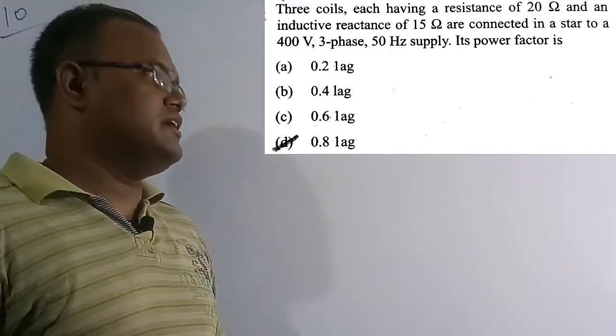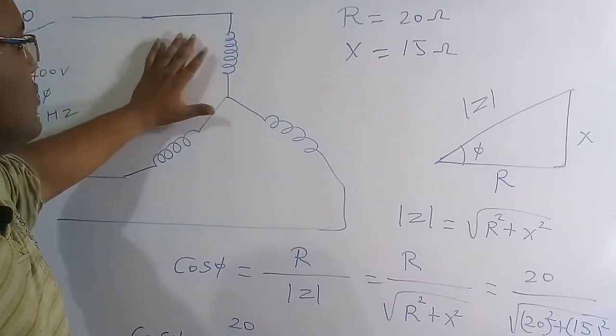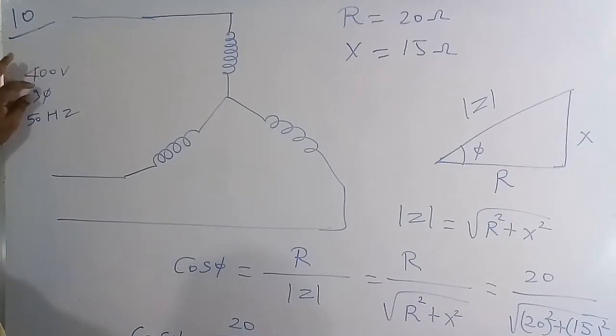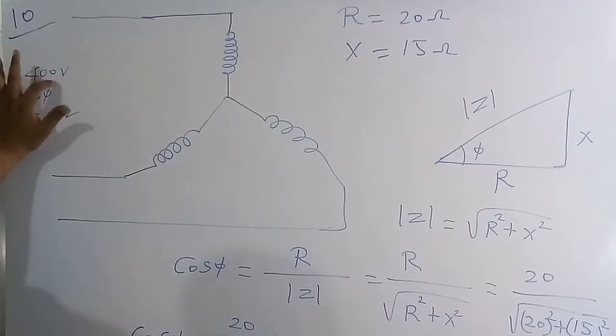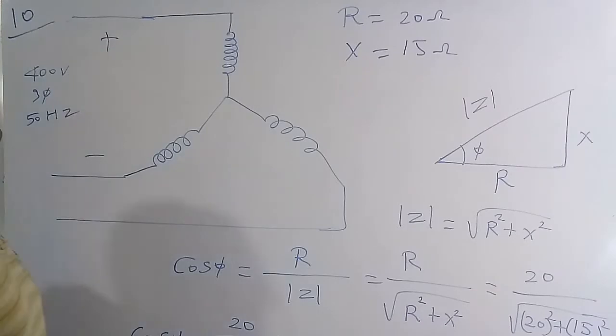So let's solve this numerical. In this question they are given three coils, and they are going to connect in a star fashion. We are going to give a supply of 400 volt, 3-phase supply with 50 Hz frequency. If they have not mentioned anything about it, then by default it is a line voltage. Line voltage means across the two lines the voltage is called the line voltage.